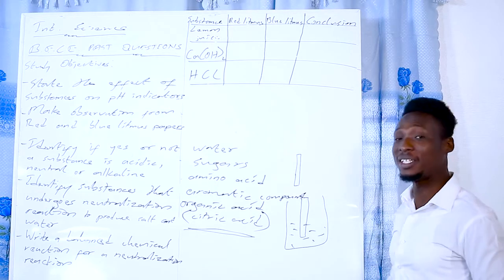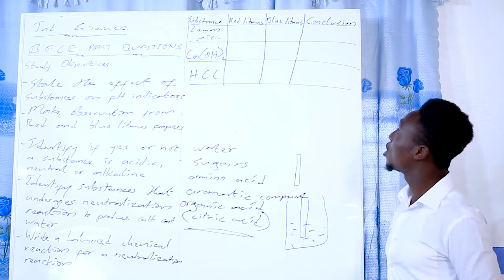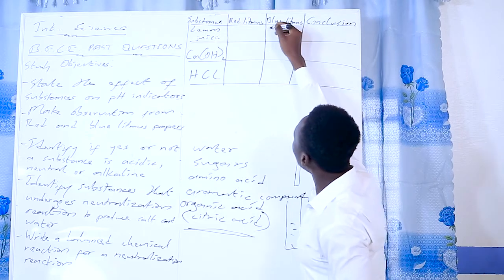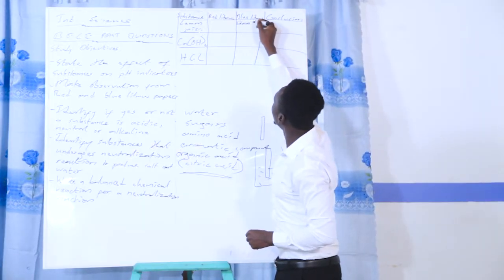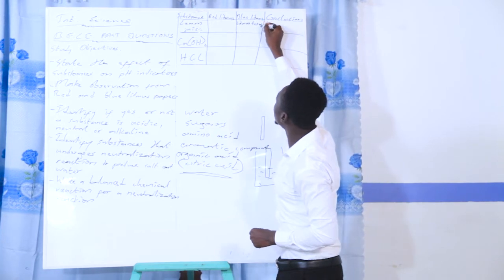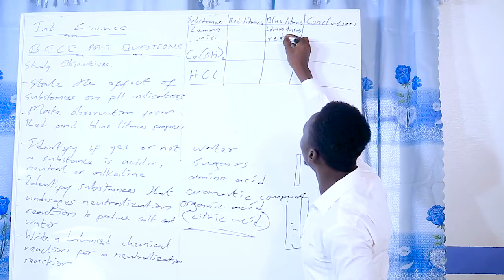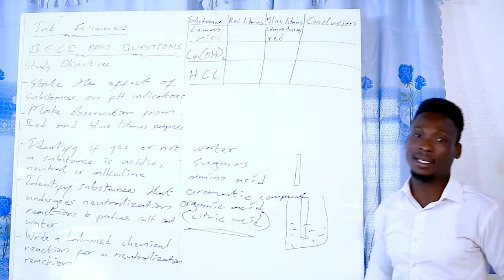So that's the reason why we have the answer here to be red. On observation, over here you write: litmus turns red. As simple as this.